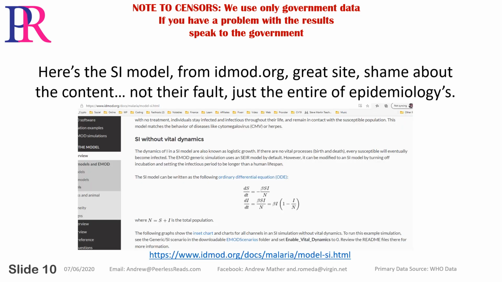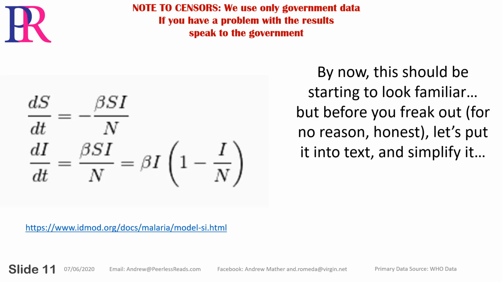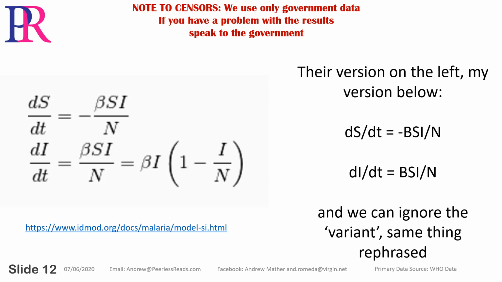Here's the SI model from idmod.org. Great site, shame about the content. Not their fault, just the entire of epidemiology. By now this should be starting to look familiar, but before you freak out for no reason, honest, let's put it into text and simplify it. Their version on the left, my version below. dS by dt equals minus BSI over N, dI by dt equals BSI over N, and we can ignore the variant, is the same thing rephrased.